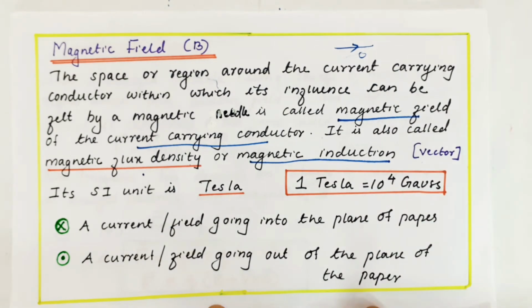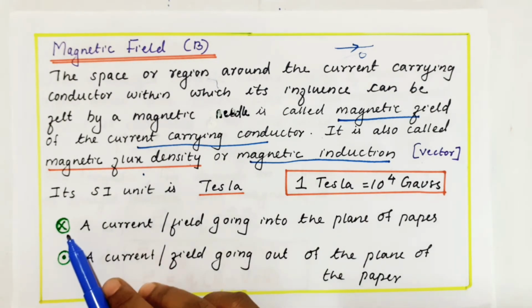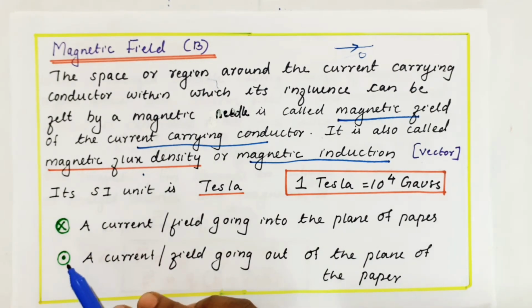Next, I am going to tell the representation of magnetic field. It can be represented by a cross symbol or a dot symbol. Cross symbol is very easy to understand.